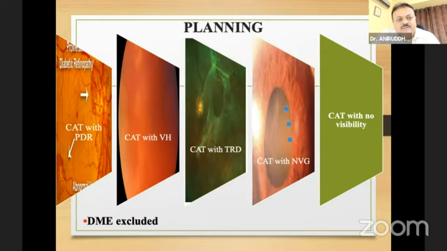The first scenario is a cataract with a PDR. Second is a cataract where the vitreous hemorrhage has already happened. The third scenario is a cataract with a tractional retinal detachment. Fourth scenario is cataract with neovascular glaucoma. And the last one is a cataract with no visibility. Diabetic macular edema has been excluded, and it's already been taken care of by Dr. Ghosh in the earlier presentation.